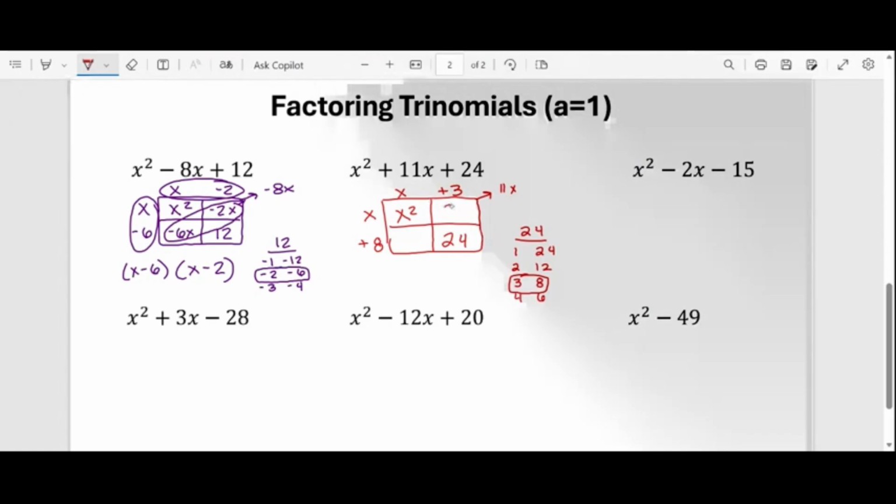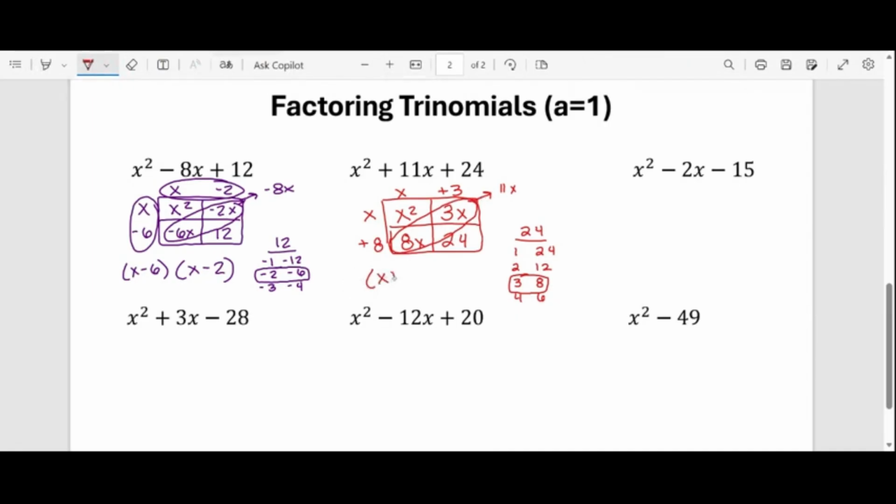3 times x is going to give me 3x, 8 times x is going to give me 8x, and then obviously my 8 times my 3 got me my 24. We'll see if 8x and 3x adds up. It does, so our factor is x plus 8 times x plus 3.